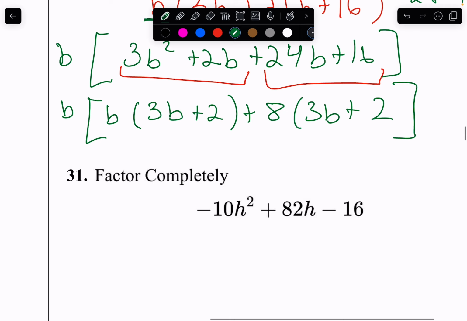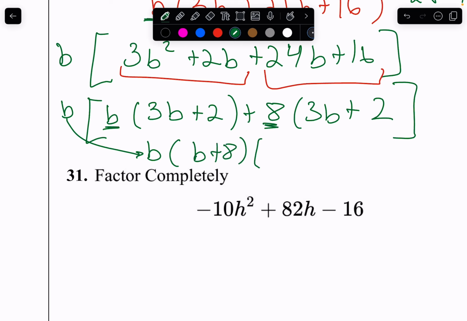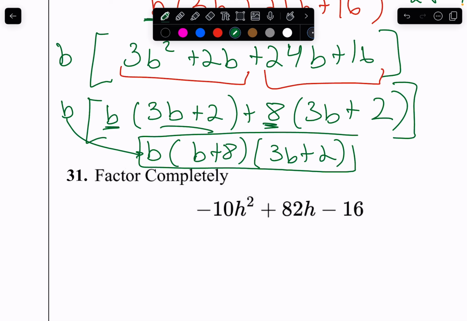So now we've got this b on the outside, right? And then these two come together, and we're going to get b plus 8. And then this factor that repeats, we're just going to write once. And that is our answer there.